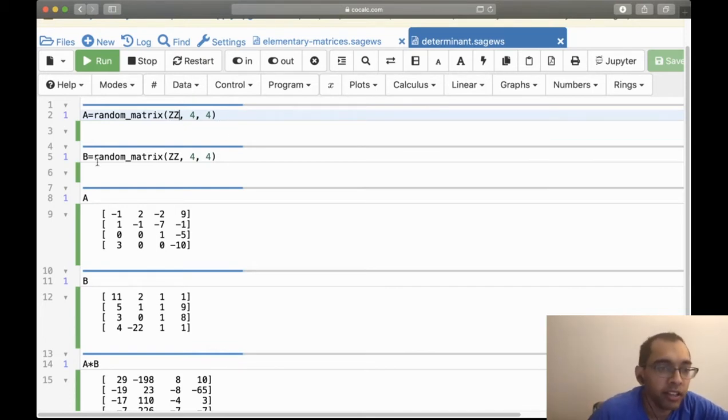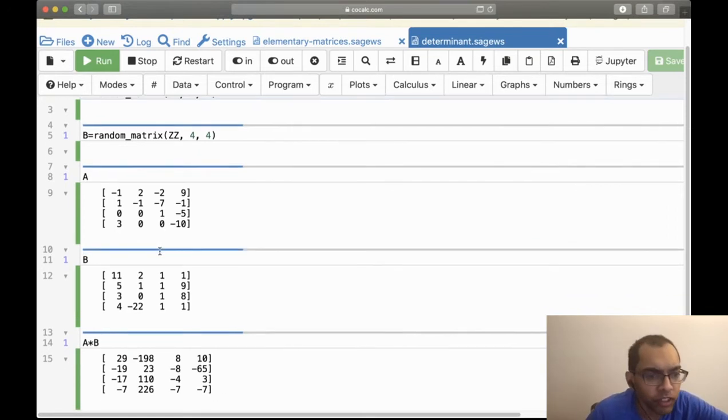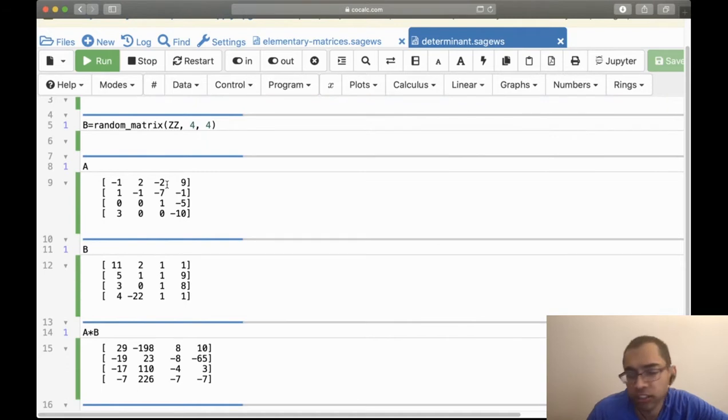But anyway, and then here's another matrix B, just a random 4x4 matrix. And here's what A and B are when I ran this at this moment. You'll probably get different matrices for A and B because these are just randomly generated matrices. Okay, so these are 4x4 matrices, so they're square matrices because I want to compute the determinant, and you can only compute the determinant of a square matrix.